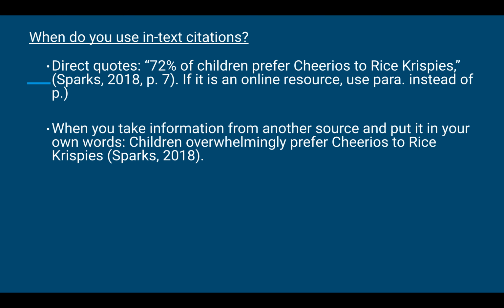When you take information from another source and put it in your own words, you still have to cite it. It is just not considered a direct quote, it is considered paraphrasing. So I'm citing the same information, saying children prefer Cheerios to Rice Krispies, and I'm providing my citation. Anytime you include information from a source in your paper, facts, opinion, statistics, you have to include a citation. If you do not, it is plagiarism.